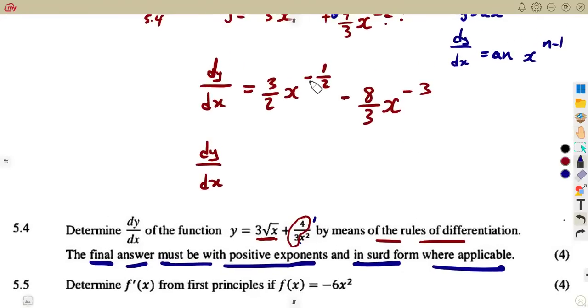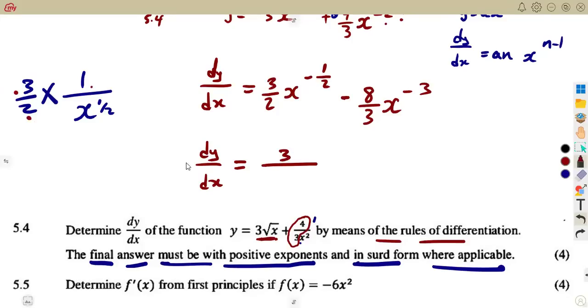x is carrying a negative. Take note here, guys. It means 3 over 2 times, 3 over 2 is on its own, so it means 3 over 2 times 1 over x to the exponent of half. That is what it means. So if you understand this, you know that it will be 3 times 1, which is 3, over 2 times x to the exponent of a half.